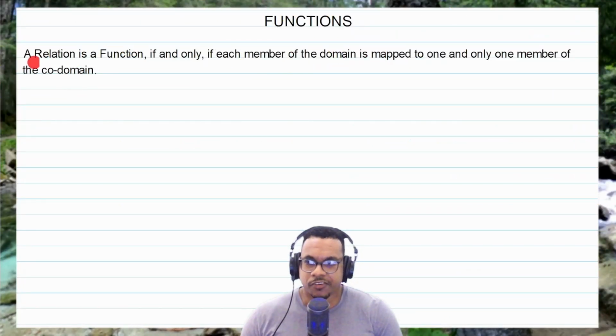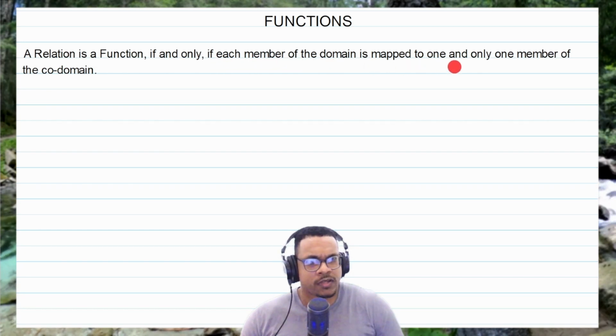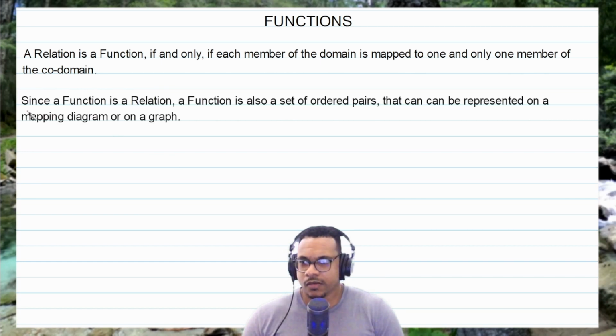So here we have that a relation is a function if and only if each member of the domain is mapped to one and only one member of the codomain. Now, since a function is a relation, a function is also a set of ordered pairs that can be represented on a mapping diagram or on a graph.